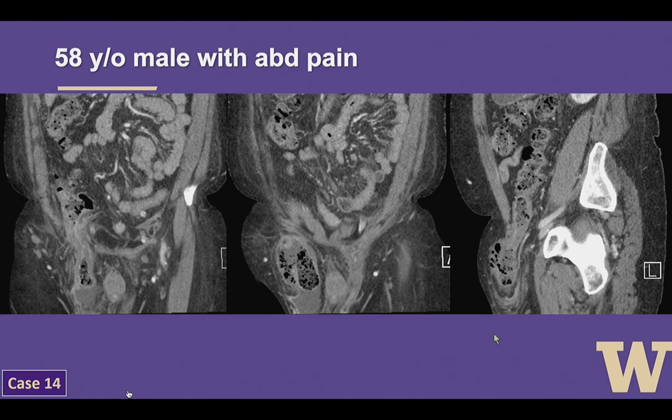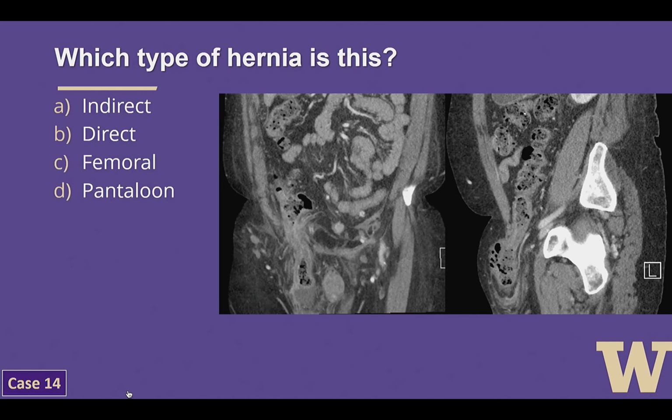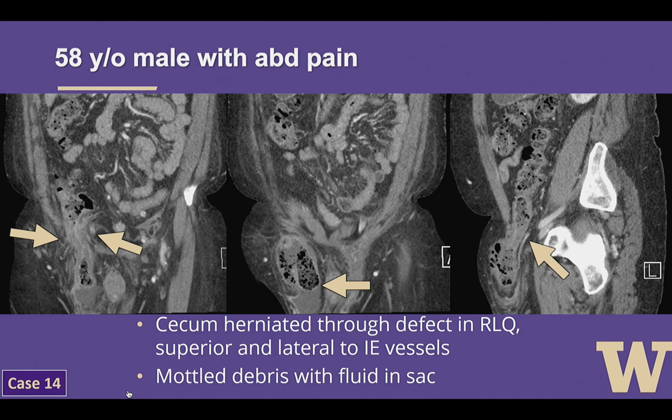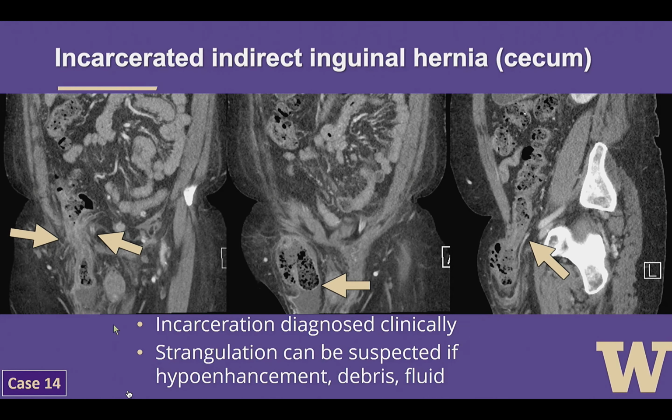Case 14 is a 58-year-old man with abdominal pain. So three images here, coronal and sagittal, and the question is, what type of hernia is this? Indirect, direct, femoral, or pantaloon, my personal favorite. In this case, we have the cecum herniated through a defect in the right lower quadrant, which is superior and lateral to the inferior epigastric artery and vein. You see mottled fluid and debris within the hernia sac. So this was a case of incarcerated indirect inguinal hernia involving the cecum.